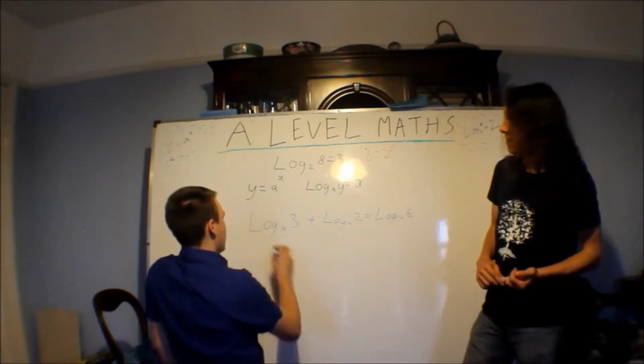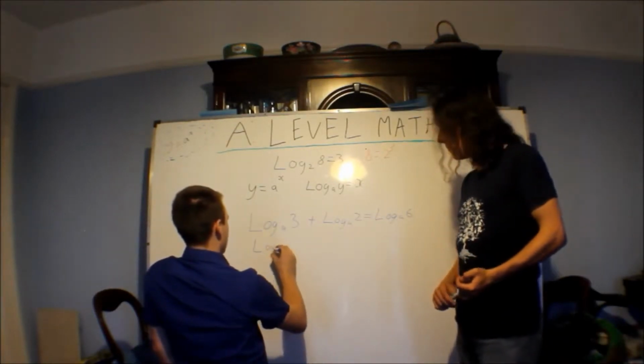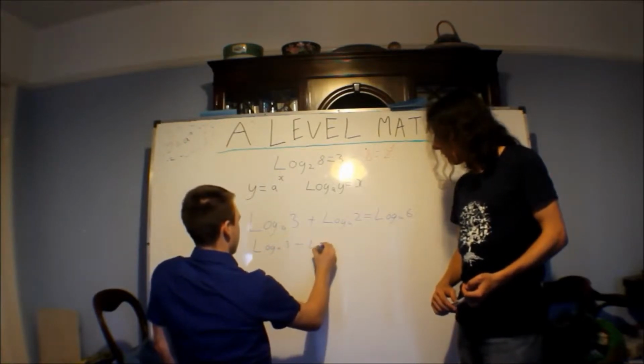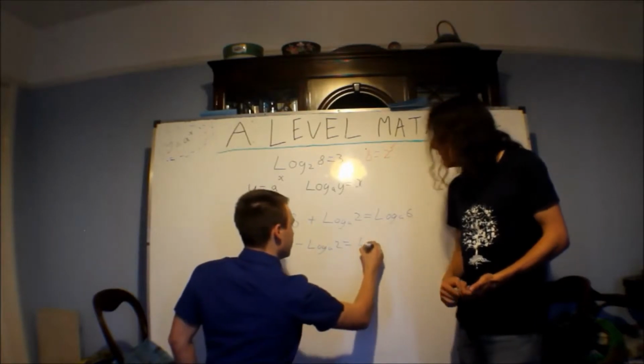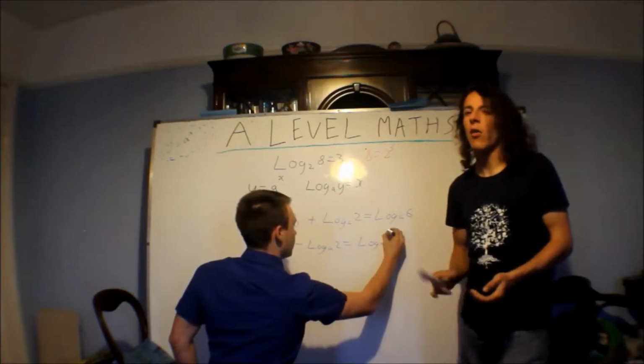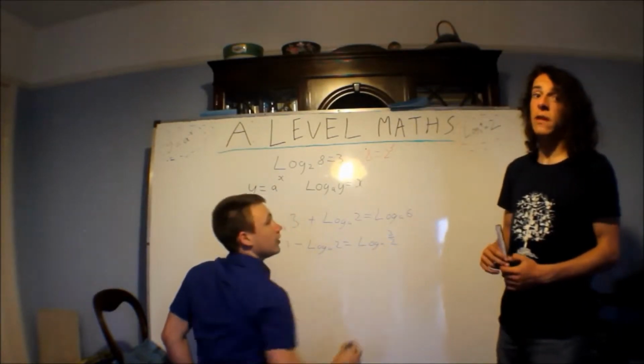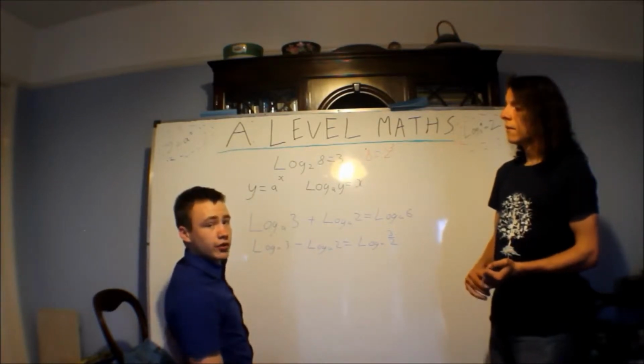Similarly, you can probably now work out if you minus them: log a 3 minus log a 2. You divide them, so it becomes log a 3 over 2. You don't often get fractions in logarithms, but you do. And there's a final rule you have to know.